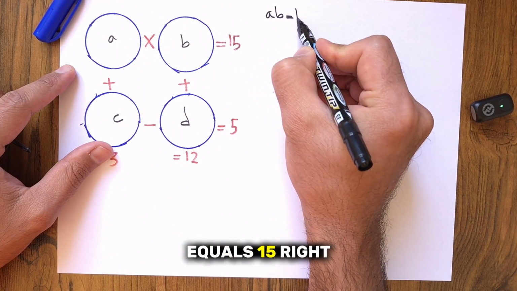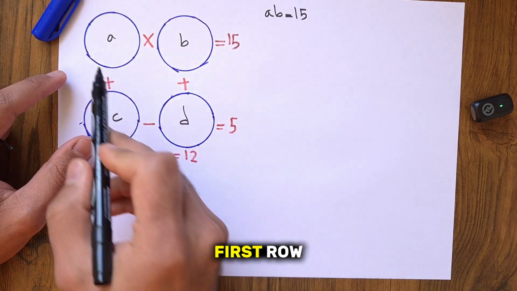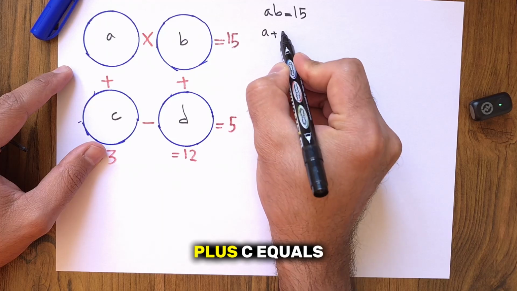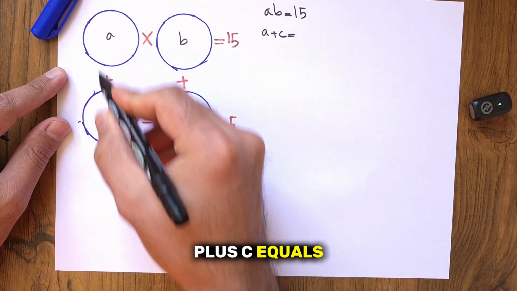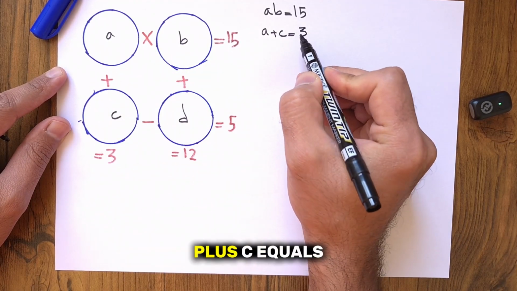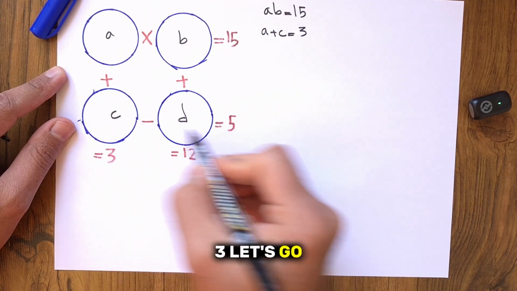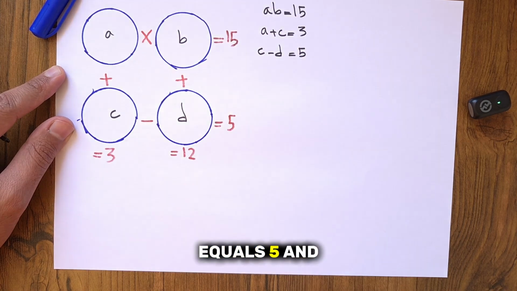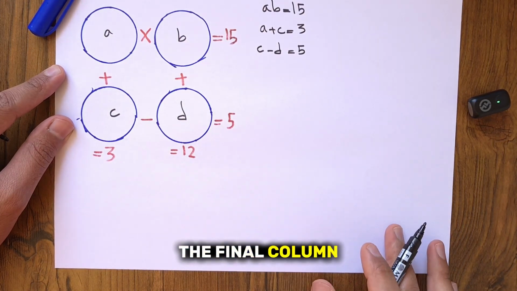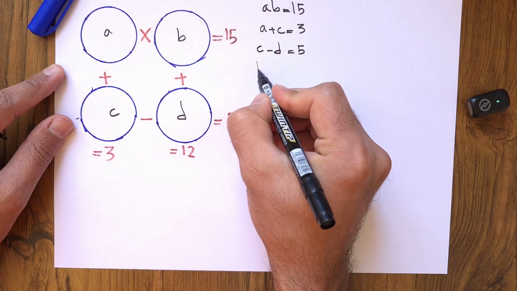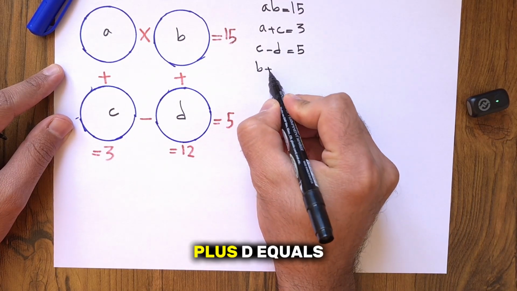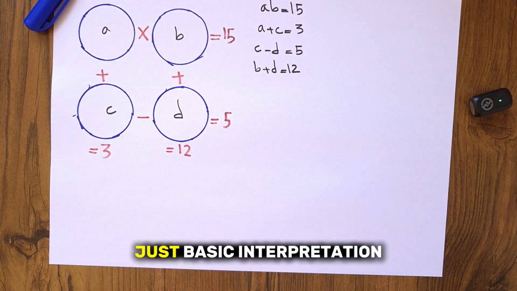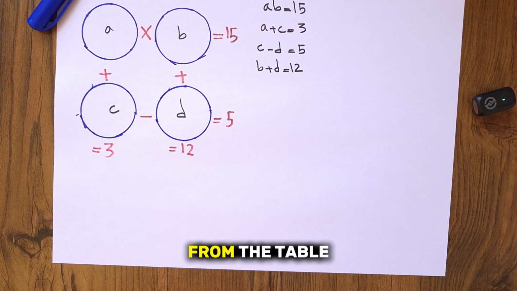AB equals 15, right? That's from the first row, the first operation. A plus C equals 3, right? Let's go this way. C minus D equals 5, and then the final operation, the final column, B plus D equals 12. Okay, so this is just basic interpretation from the table.